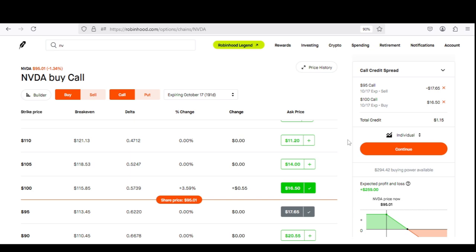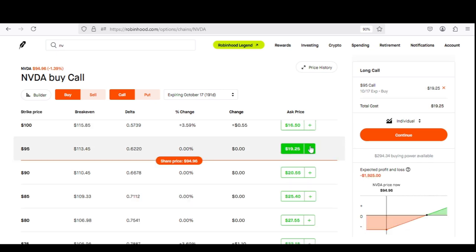The reason why anyone would want to use a long call option strategy is that it allows you to control 100 shares of the stock at a much lesser price than the current share price. So, for instance, sticking with our NVIDIA example, if you were to buy 100 shares of NVIDIA right now, it would cost you $95 per share, or $9,500. If you were to use the long call option strategy, it would cost you $19.25 or $1,925, which is significantly less than the current share price.